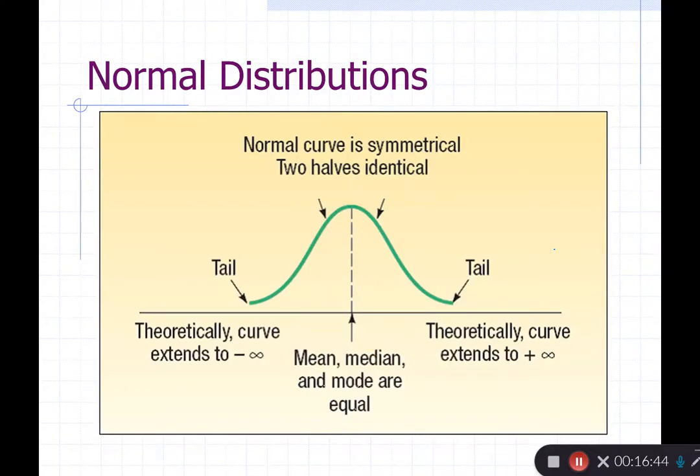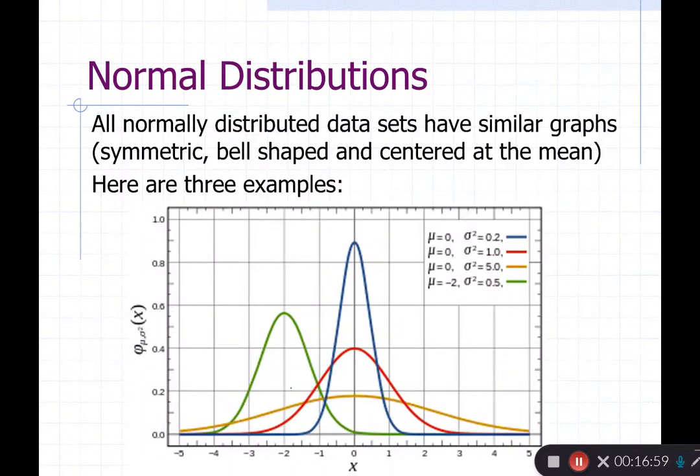Okay? Since the graph is symmetric, the mean, the median, and the mode are equal to each other. And even if the graph doesn't go to infinity in both directions, theoretically we treat it like it does. Okay, so here are 4 different normal distributions. And what you'll see over here in this little legend, the blue graph has a mean of 0. The red graph has a mean of 0. The mustard colored graph has a mean of 0. The green graph is shifted over, it has a mean of -2.